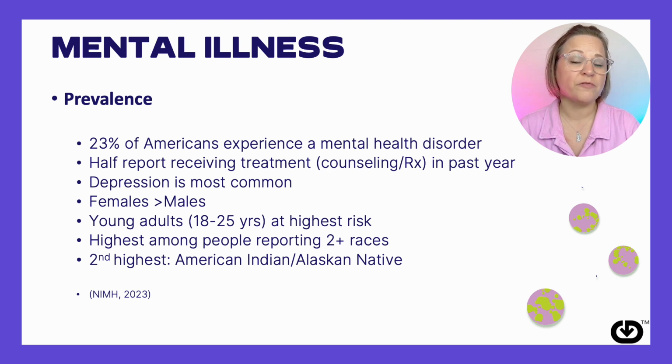So let's get a pulse on how much of an issue mental illness is in the United States. Well, about a quarter of Americans are living with a mental illness, 23%. And half of those report having received some kind of treatment for their mental illness in the last year, whether that's counseling or medications. Depression is the most common mental illness, and we see more mental illness in females than in males. In terms of age category, young adults are at highest risk for having mental illness. And in terms of race or ethnicity, people reporting 2 or more ethnicities are at highest risk, followed by Alaskan Natives and American Indians.